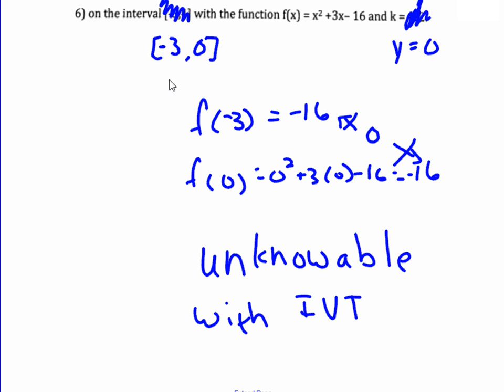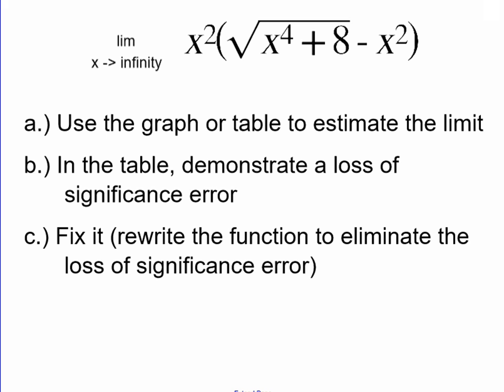So that's number 6. And I think I've got 1 or 2 more things. We haven't talked about the squeeze theorem or anything like that. So we're going to move on and talk about some of that stuff. We also haven't talked about loss of significance errors.